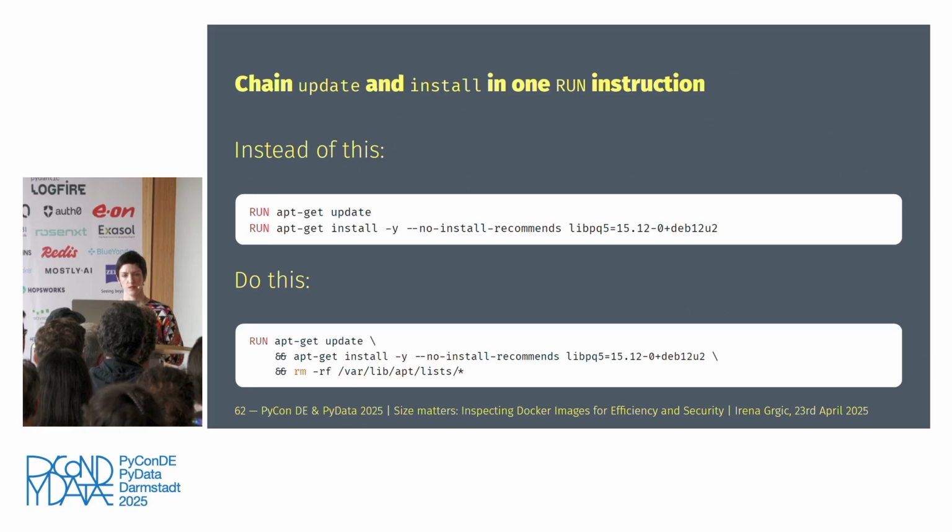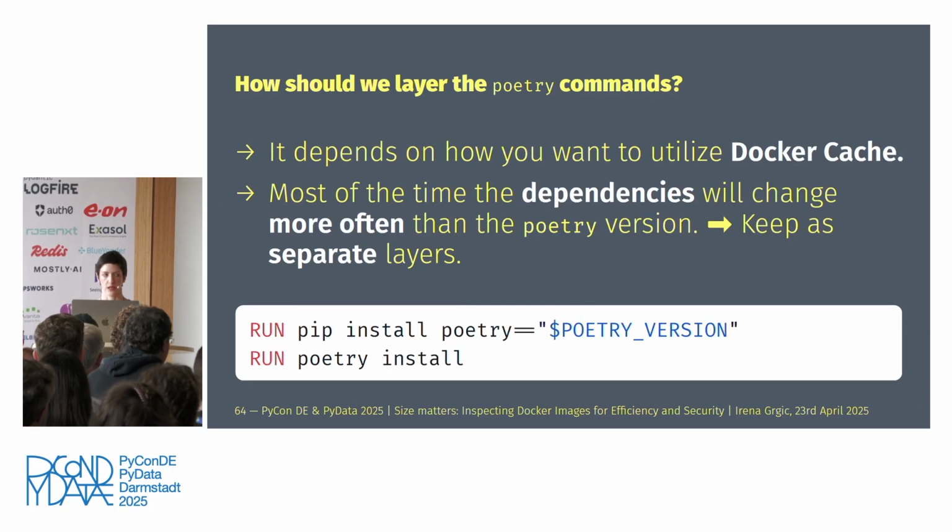Next question, Poetry, right? How should we handle this? What we're doing here is, should we have the Poetry installation and the Python dependency installation as one layer or as two separate layers? I prefer two separate layers, but again, it greatly depends on how you want to utilize Docker cache. Why do I prefer two layers? Most of the time you will update your Python dependencies more often than your Poetry version or Poetry installation. So that's why most of the time it makes sense to keep them as separate layers, even though you will have one layer more. But again, it's all a question of how you want to utilize Docker cache.